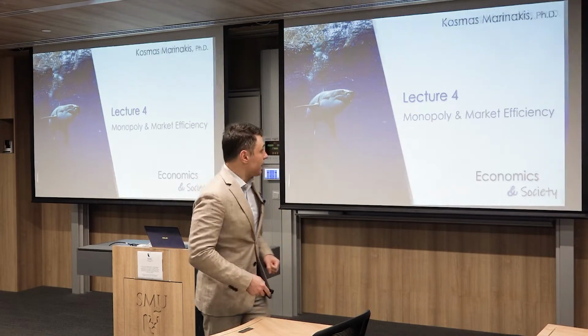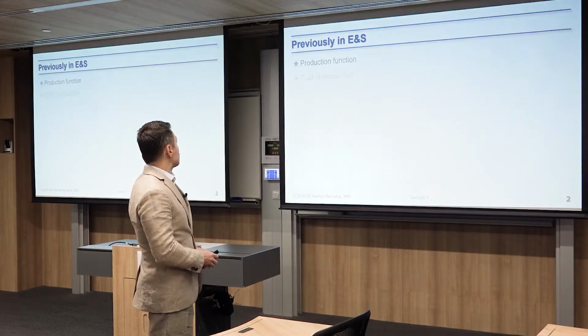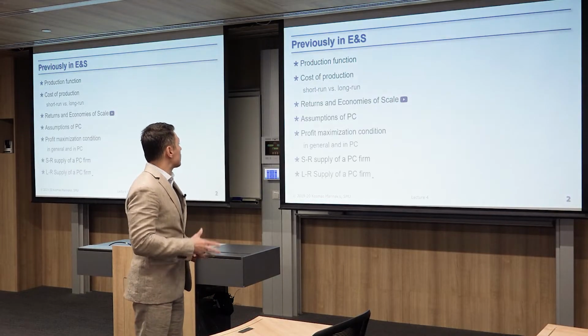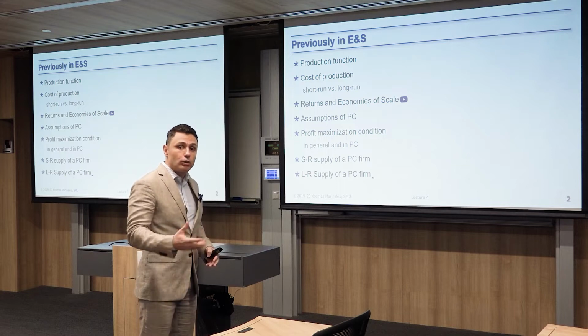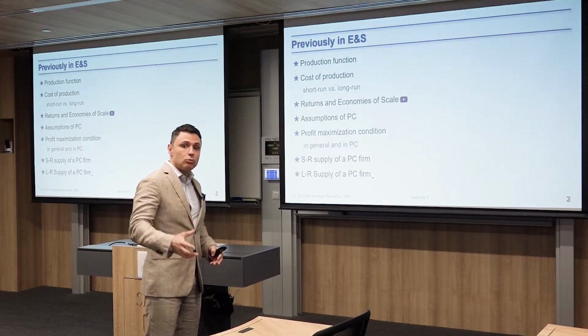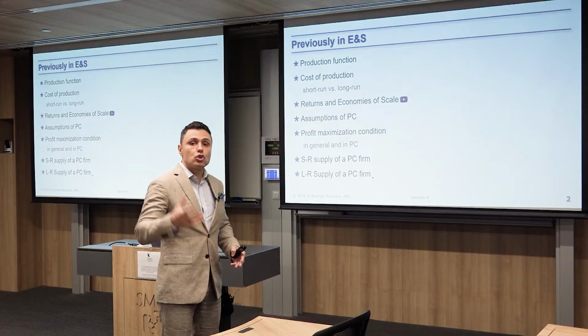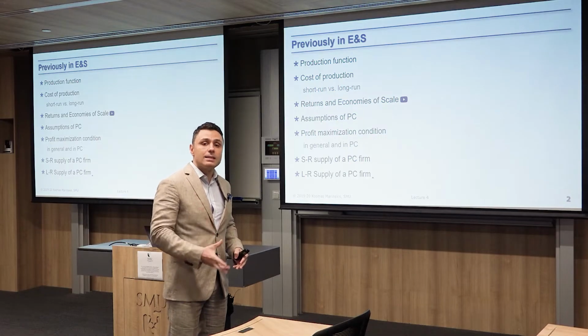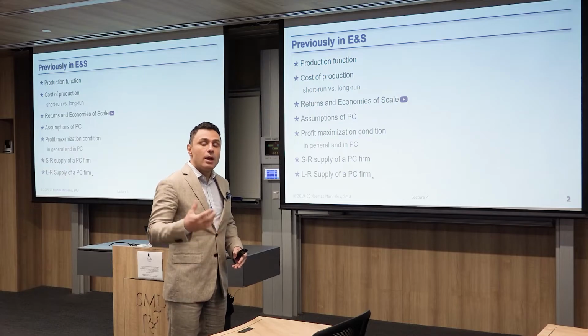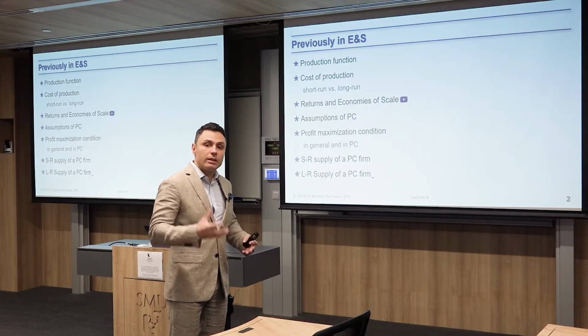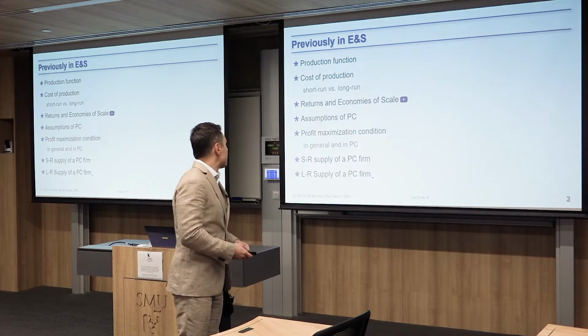Today we are going to talk about monopoly, but before we start, let's remember what we talked about in lecture number 3. Previously in economics and society, we talked about the production function and the cost of production in the short-term period and in the long-run period. We distinguished that the short-term period is when at least one production factor is fixed and we cannot change it, and in the long-run period, everything is flexible and we can affect it.